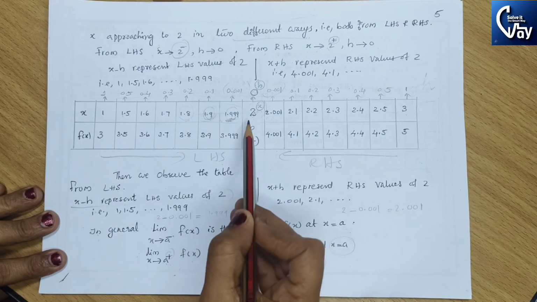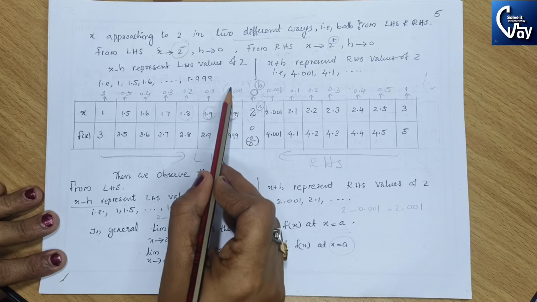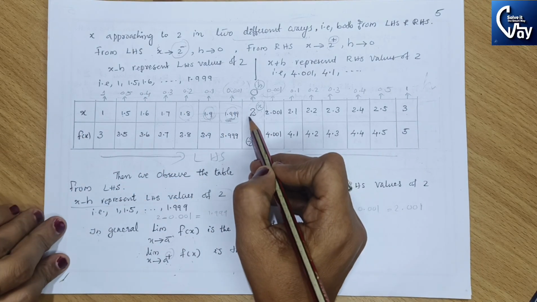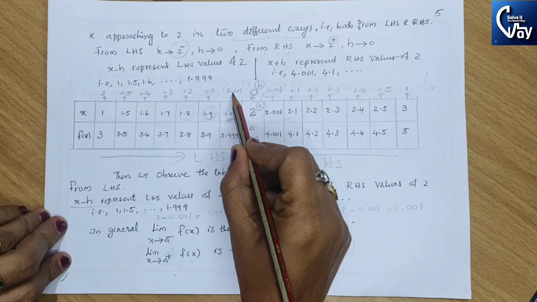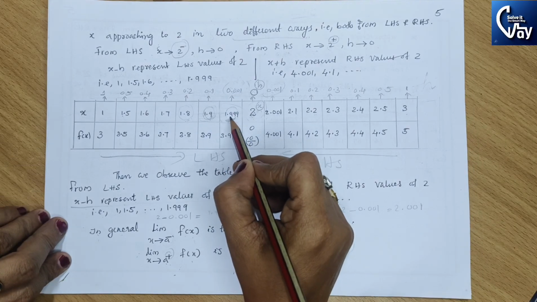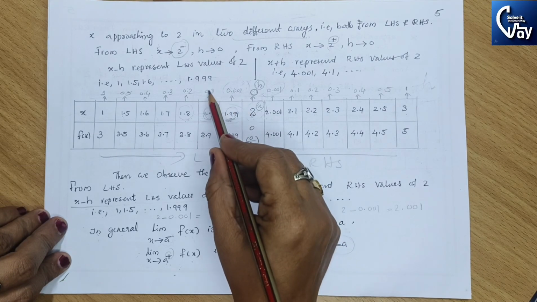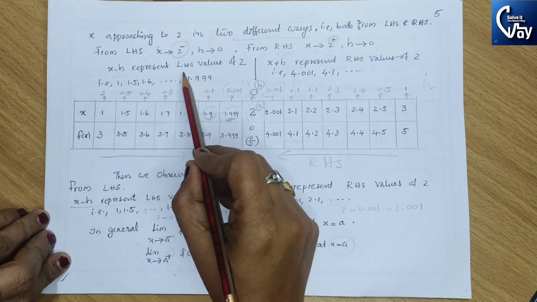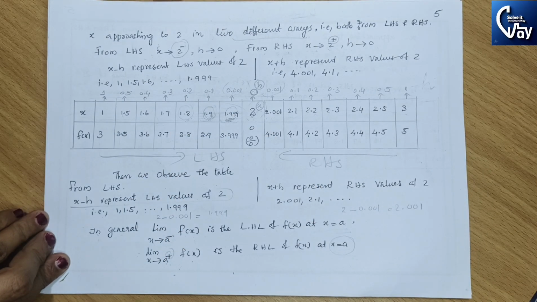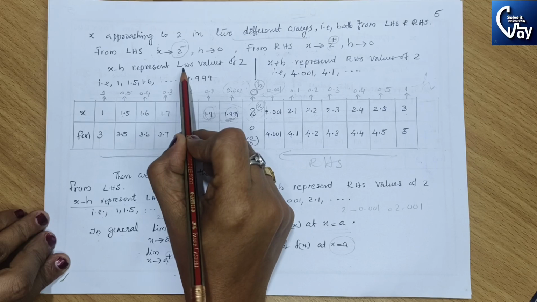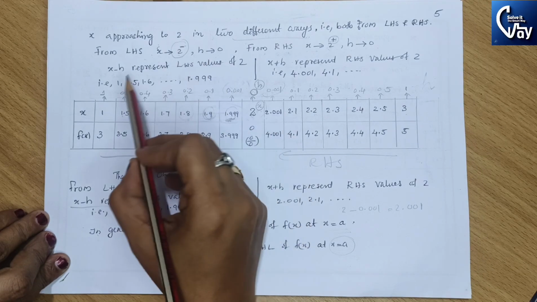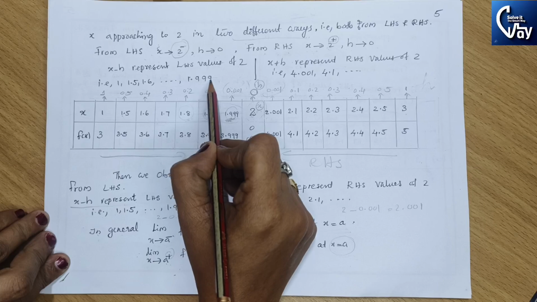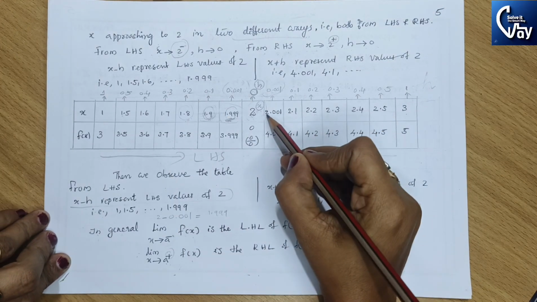X minus h represents the left side values of 2. Look, 2 minus 0.001 gives 1.999. 2 minus 0.1 gives 1.9. So x minus h represents the LHS values of 2. That means x minus h represents the left hand side values of 2, that is 1, 1.5, 1.6, etc., up to 1.999.